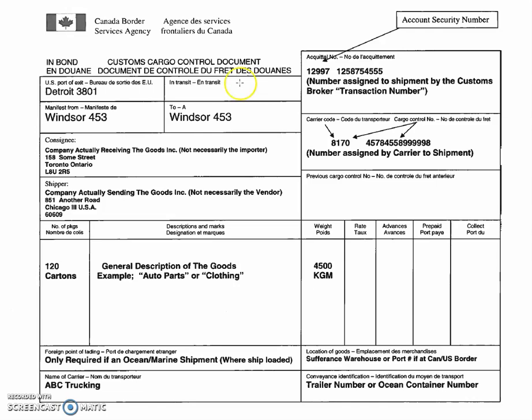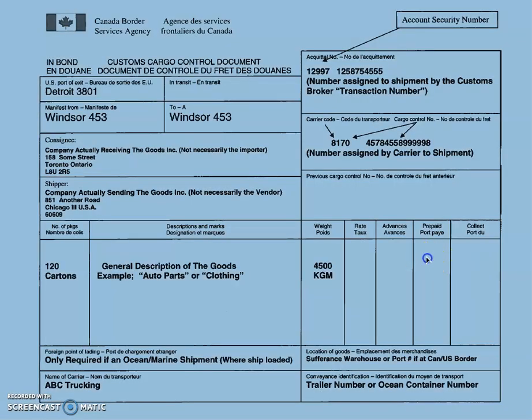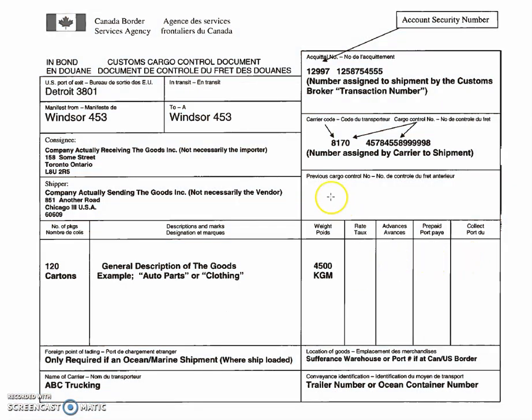Just to start with, there are a few fields that we don't deal with. And one is in transit, previous cargo control number, rate, advances, prepaid, and collect. This field, this one, and this one are never filled out, or never transmitted, so don't worry about them. All right, so I'm going to start here with consignee. Consignee means delivery address. It's French for delivery address.